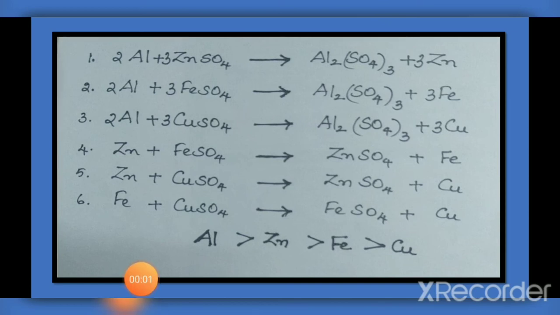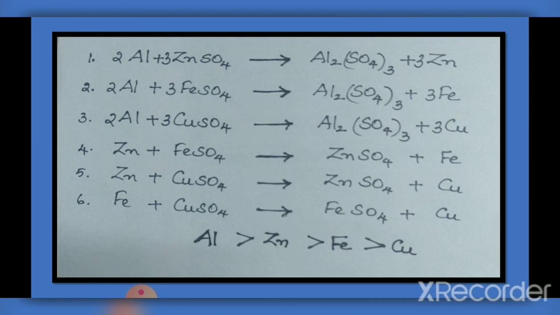A change in the color of the solution helps us to know that displacement reaction has occurred. So let us now discuss the change in the color of the solution which happens when the displacement reaction occurs. Consider the first equation. Zinc sulfate solution is colorless. Aluminium sulfate solution formed is also colorless. But in this case, a deposit of zinc will be obtained.